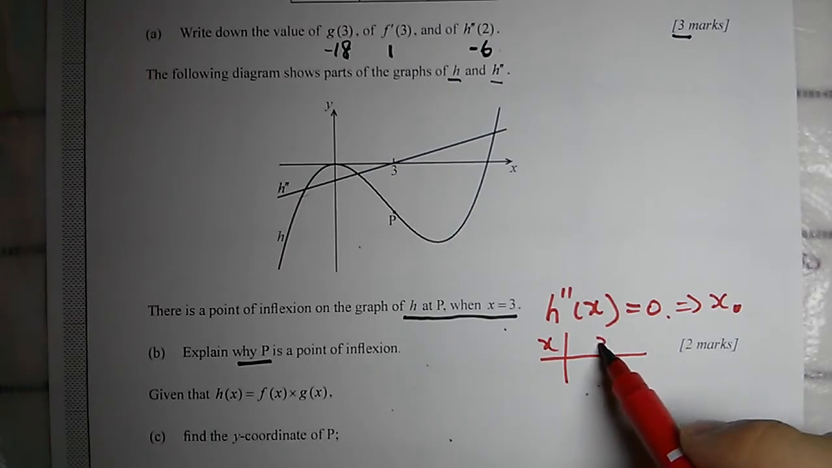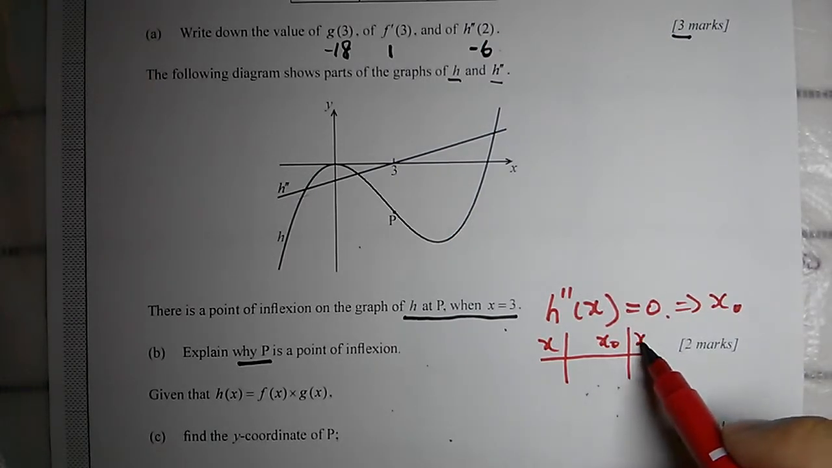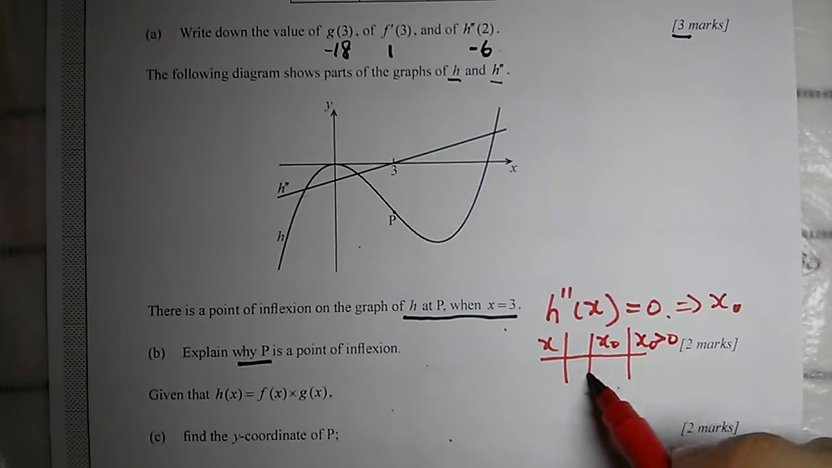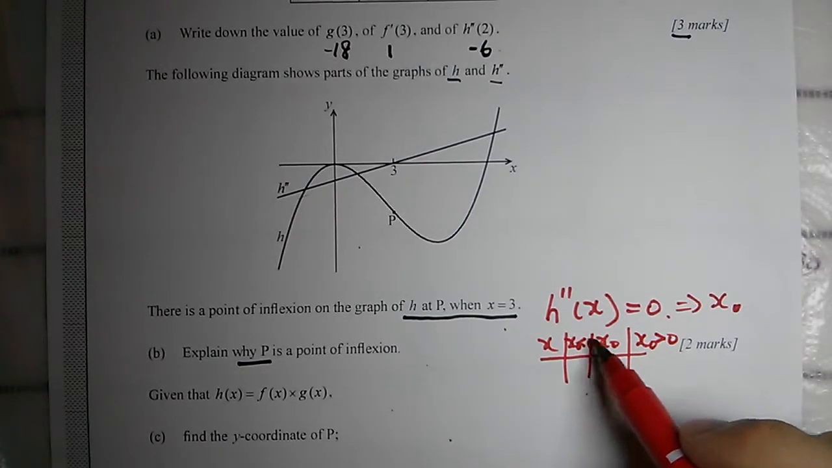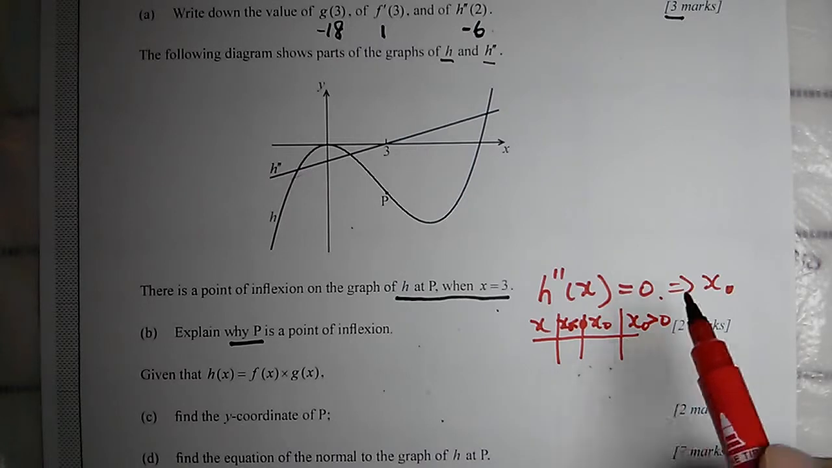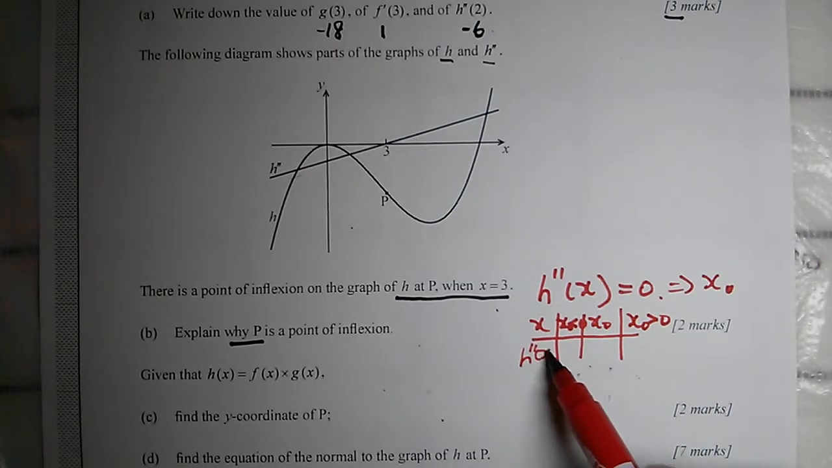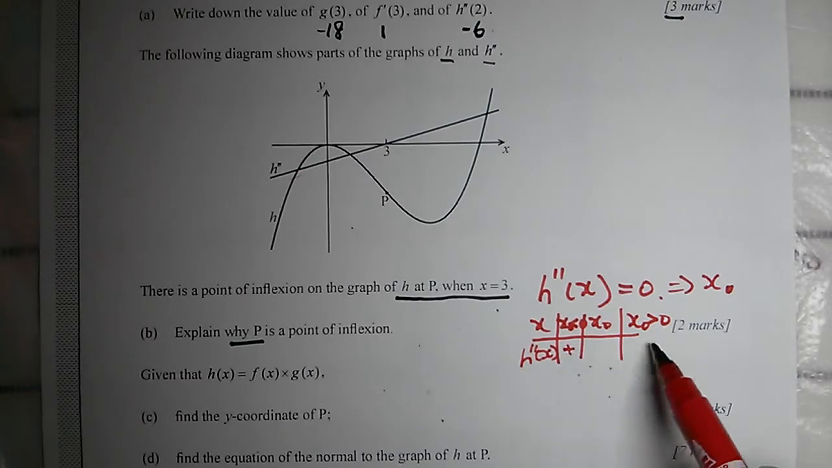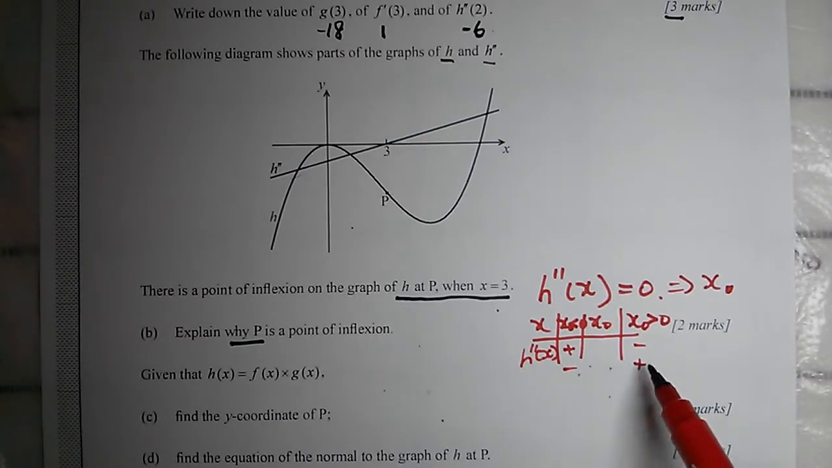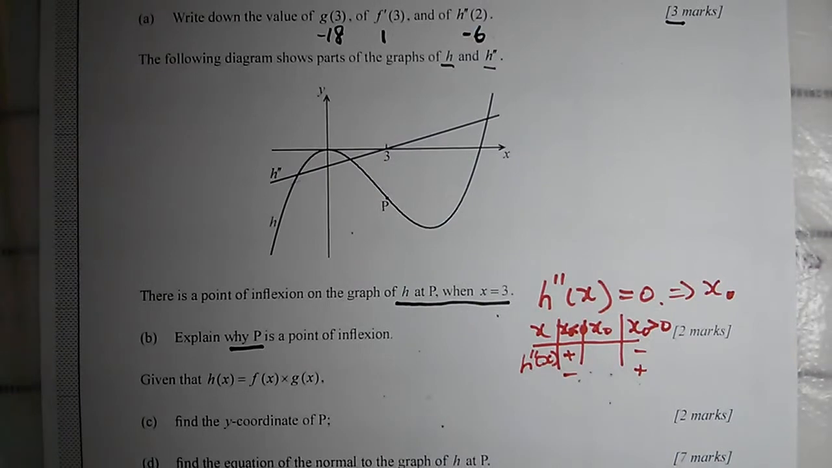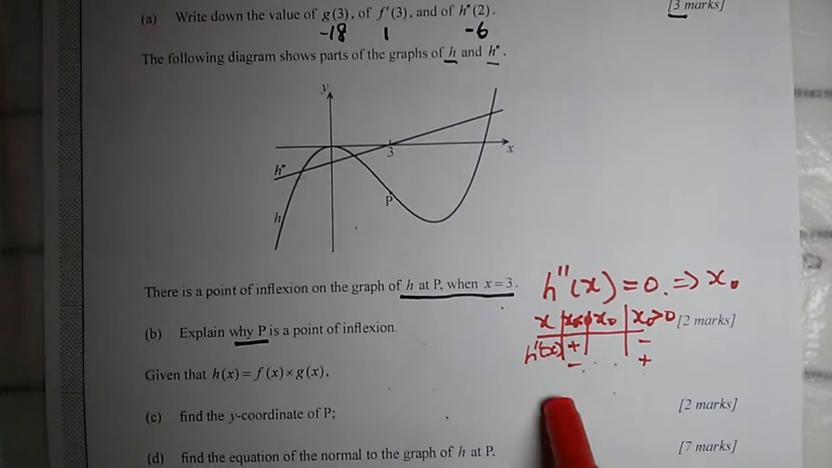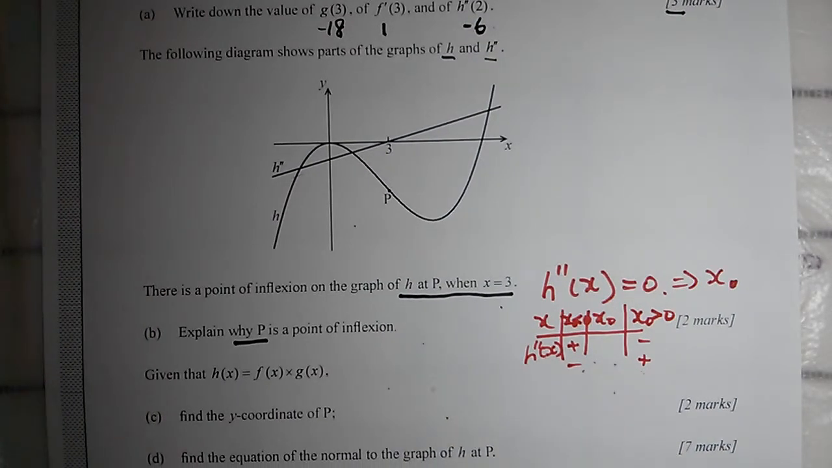So for x, you would put x0 in the middle. This is normally the format that I use. You may use something different, but really the point is looking for a sign change. So you would want to plug the values into h double dash, and you would want a positive then negative, or a negative then positive. So you want a sign change. Given this concept, this is all you need to write down.